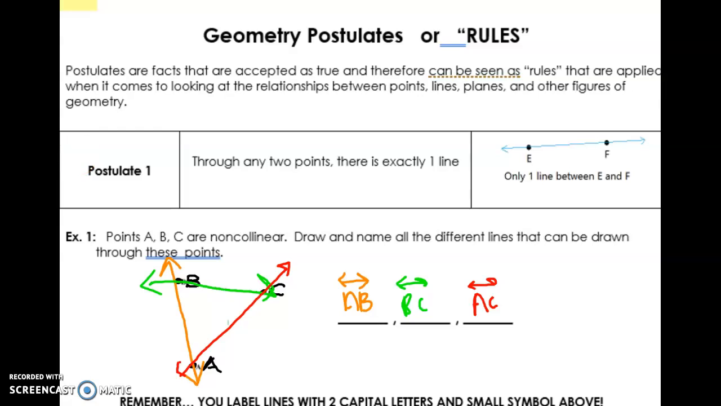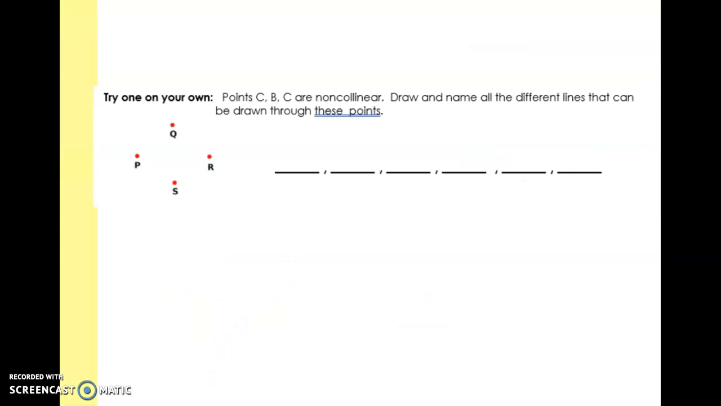Now this week I'd like to do it slightly different. Throughout the notes there are try it on your own sections. So this will actually be on your assignment. So hopefully you already have that pulled up and read the directions and then watch the video. But you can go ahead and try this one on your own. Remember, you're drawing lines through those different points.